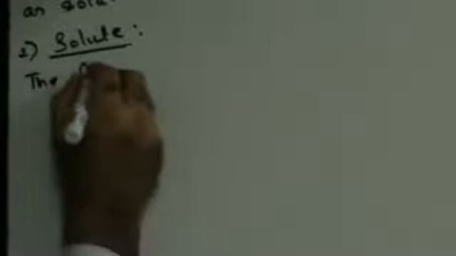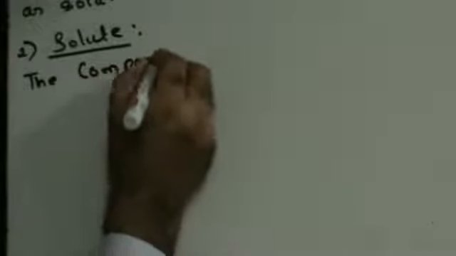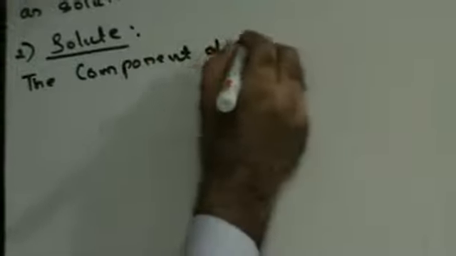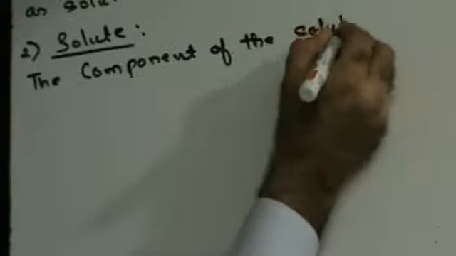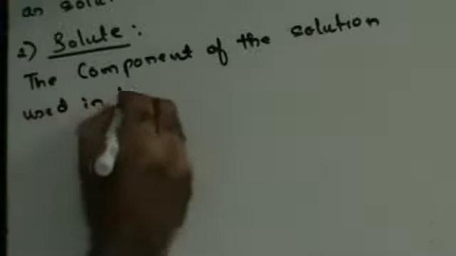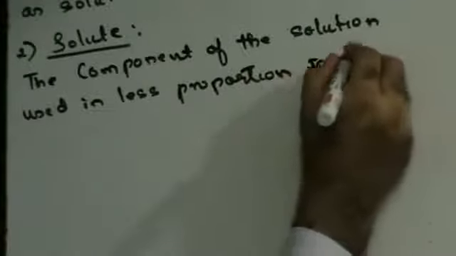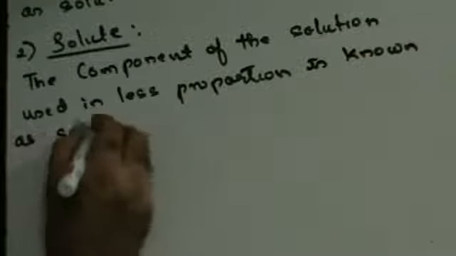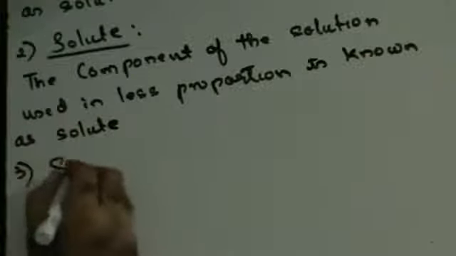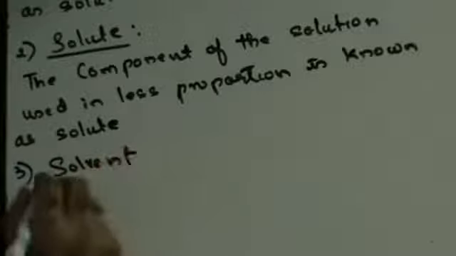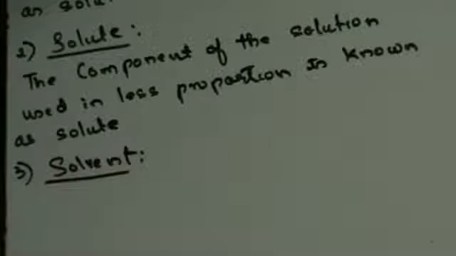The component of the solution present or used in less proportion. The component of the solution used in less proportion is known as solute. Next, solvent. Water was the solvent. Sugar was the solute in that example, and water was the solvent.